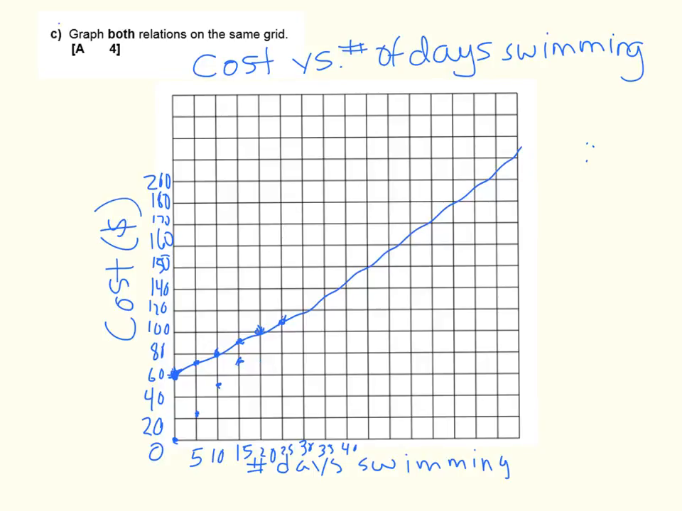Okay, then how about at 20 times? 20 times 5 is 100, so that part's going to overlap with my other graph. It's going to be on this point here on my graph. At 20 days of swimming, the daily pass costs me $100, and the season's pass also costs me $100. So what's significant here is that once I go beyond 20 days without a season's pass, I will be paying more to go swimming that summer.